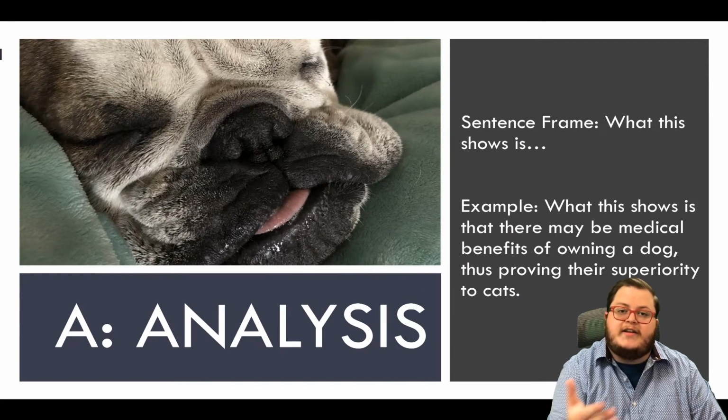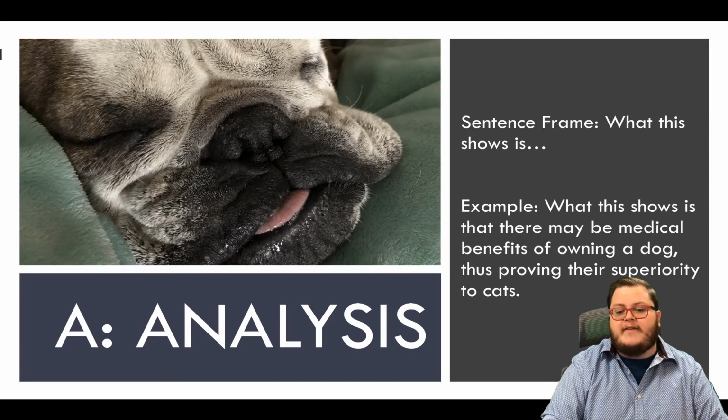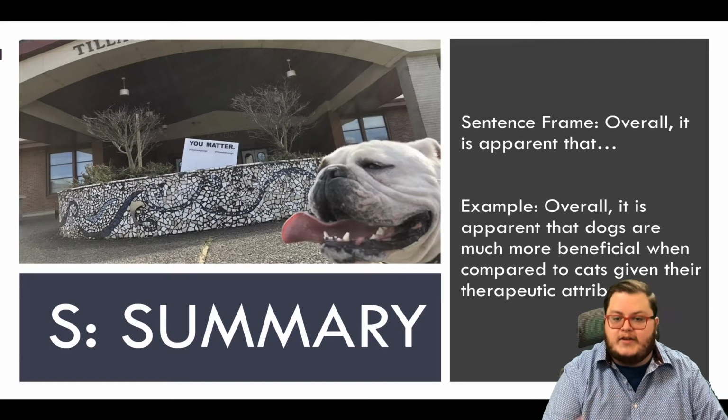Analysis, the so what, how does that evidence prove that my topic sentence was right when I built the argument that dogs are better than cats? So I write, what this shows is that there may be medical benefits of owning a dog, thus proving their superiority to cats. And then finally, to wrap it all up, I have summary, which is overall it is apparent that dogs are much more beneficial when compared to cats given their therapeutic attributes.